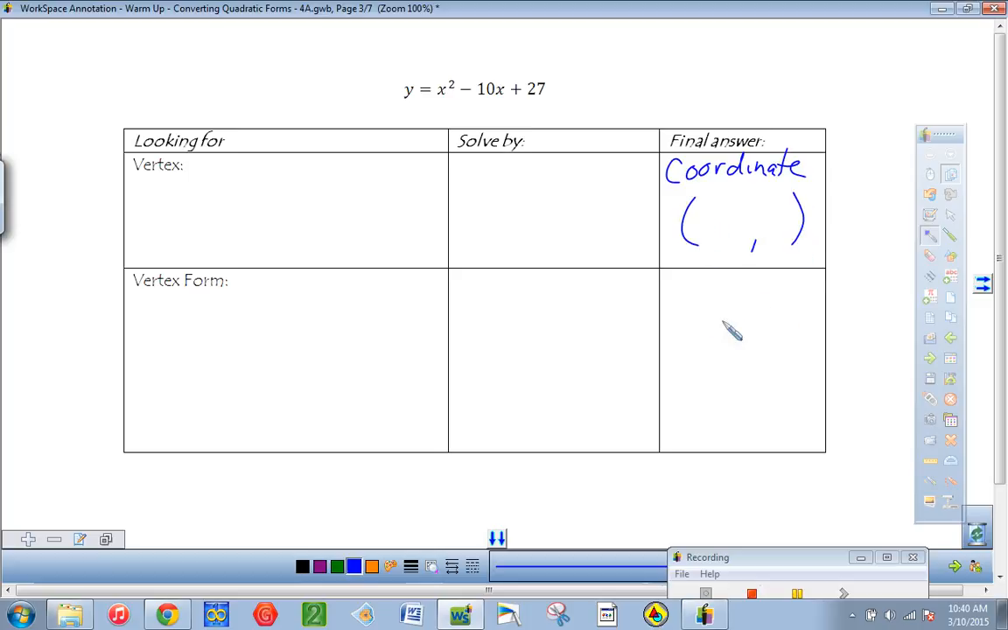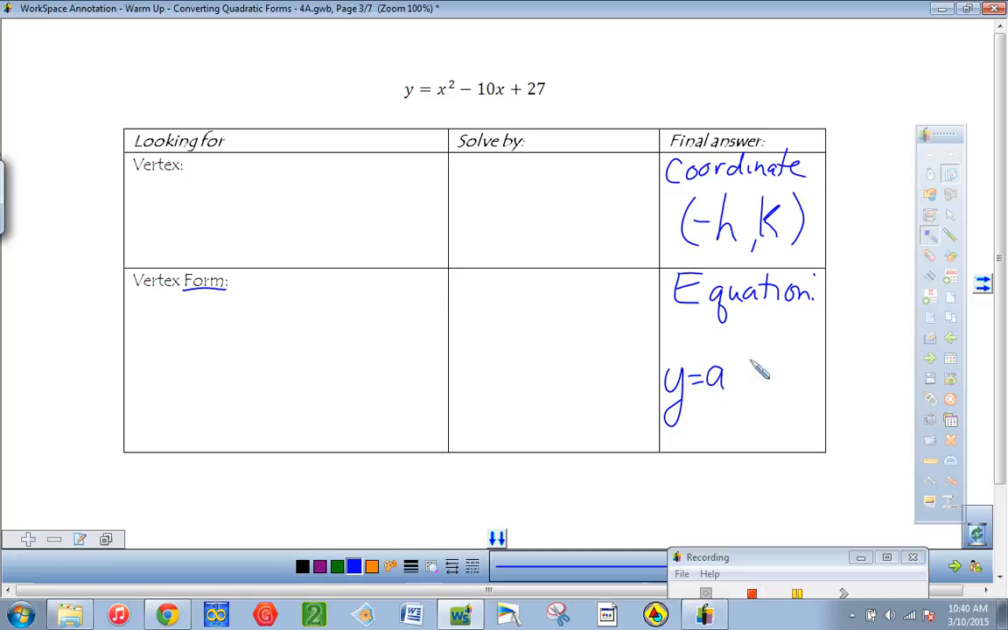Do you remember what letters go in here? Rico, what's the answer? H, K. Negative H. As long as you know that this H and the one in the equation are flip-flops, I don't care if you put the negative here or in the equation. This one says vertex form, this one is the equation. Do you remember the equation for vertex form?